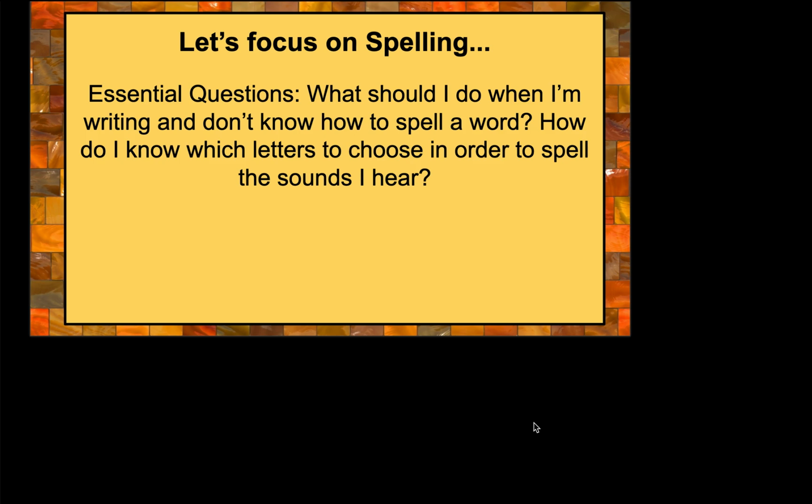Our essential questions are: what should I do when I'm writing and don't know how to spell a word? And how do I know which letters to choose in order to spell the sounds I hear? That is why each week we are going to study different patterns that go with different sounds in order to be able to spell better and to memorize the patterns that follow the sounds that we use when we're spelling words.